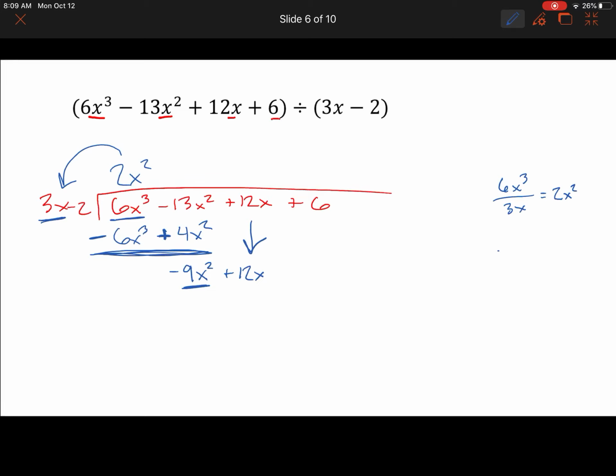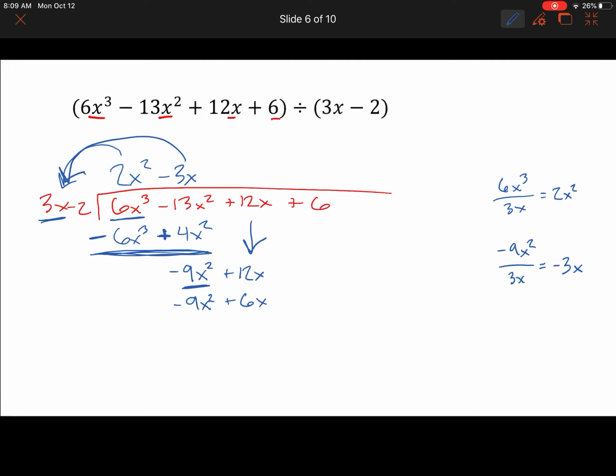So first term here divided by first term here. So negative 9x squared divided by 3x. The numbers being divided gives me negative 3. X squared divided by x gives me x. So that's the next part of my answer. Next step is multiply. So negative 3x times all of this up here.